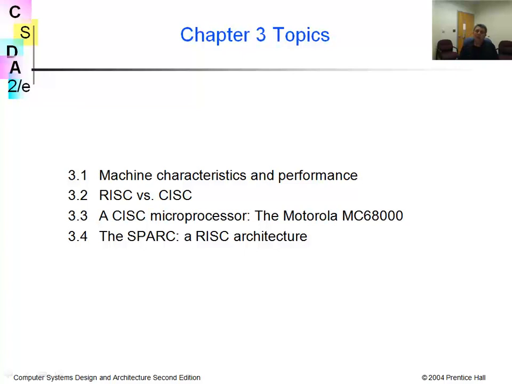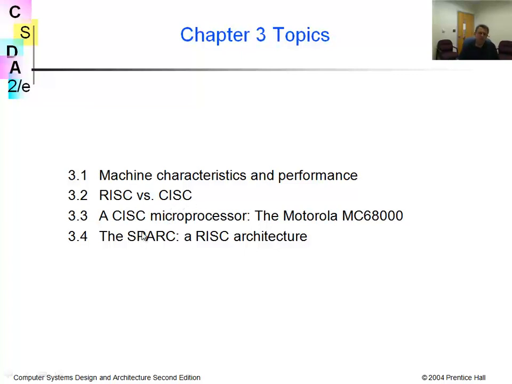All right. What I want to discuss in this lecture is the chapter 3 topics. As I said at the beginning of the semester, from chapter 3, I'm going to only cover machine characteristics and performance, and that's the main thing that I want to discuss. And also, I would like to talk about RISC versus CISC. RISC meaning reduced instruction set computer versus complex instruction set computer.